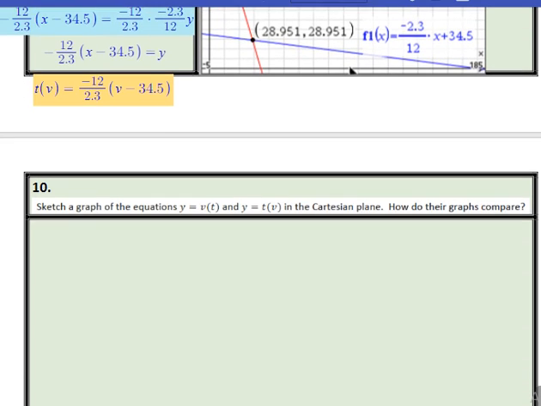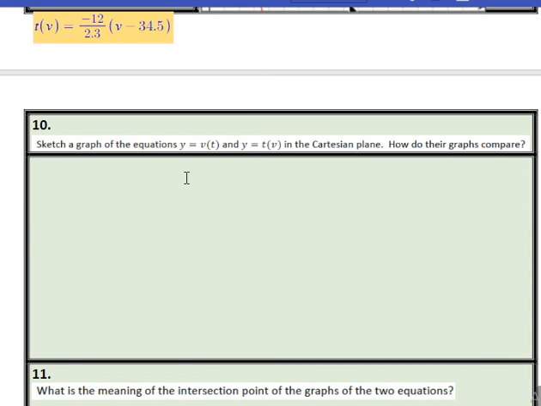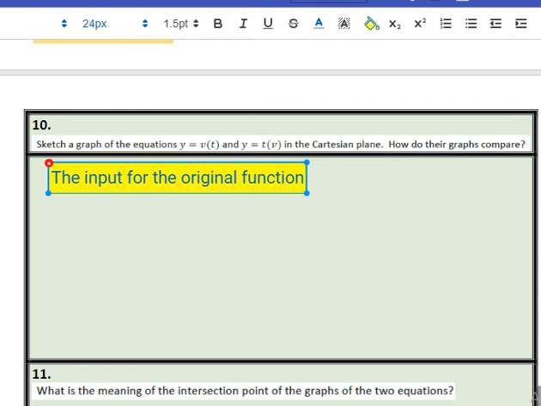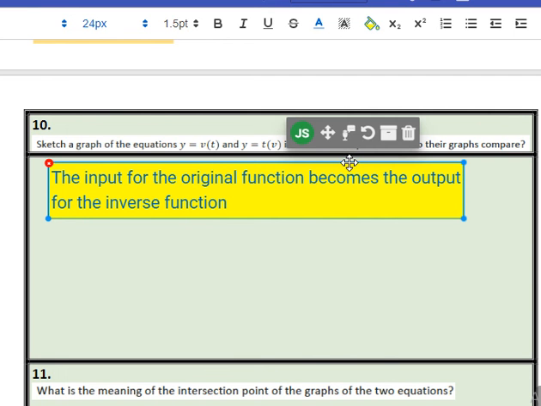Number 10 just asks us to sketch that graph, which we already really did in number 9. So what we want to do is talk about how the graphs compare. And the way the graphs always compare is x and y have traded places, right? The input for the original function becomes the output for the inverse function.